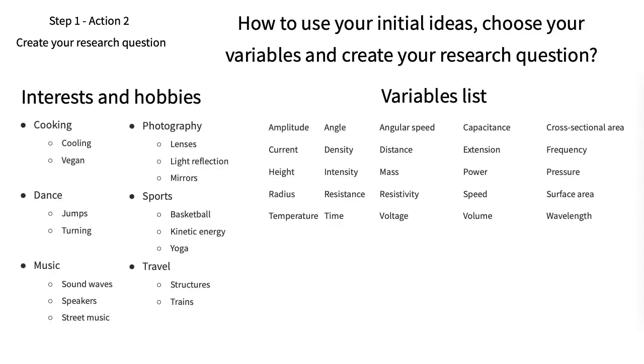Let's see how to use your initial ideas for interests and hobbies to choose your variables and to create your research question. Your variables should be easy to work with. In other words, you should be able to use basic lab equipment or even equipment at home to carry out your experiment. To help you find such variables, you can use this variable list. Of course, you can use any other variable, just make sure that it's easy to measure.